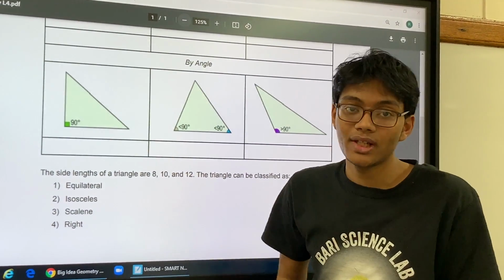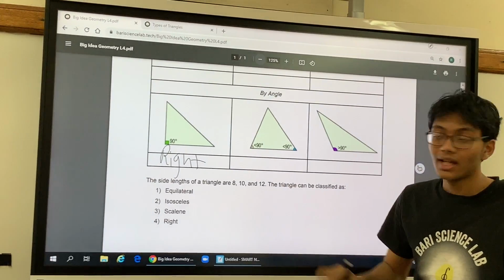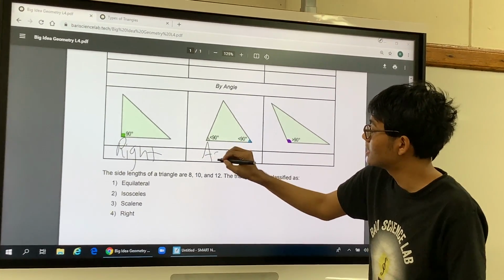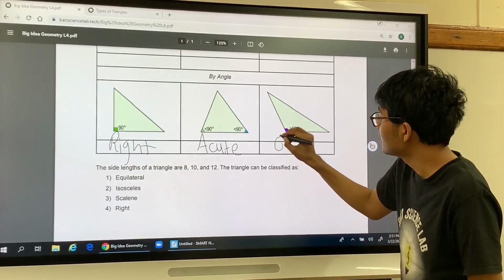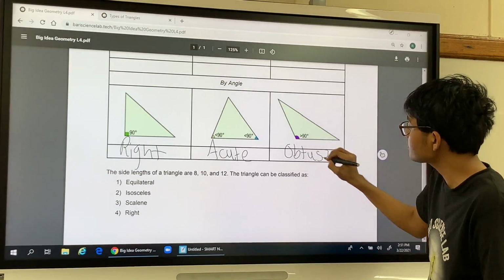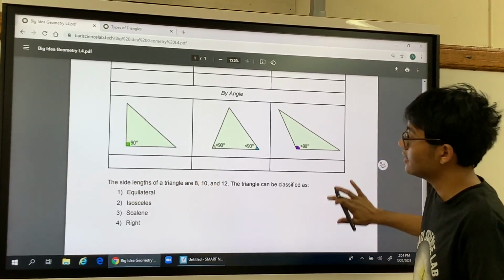We have a 90-degree angle here, so this is the right triangle. Here we have all acute angles, so this is going to be an acute triangle. And we have here one angle greater than 90, so this is an obtuse triangle. Let's look at the solutions for the next 2 parts of the big idea.